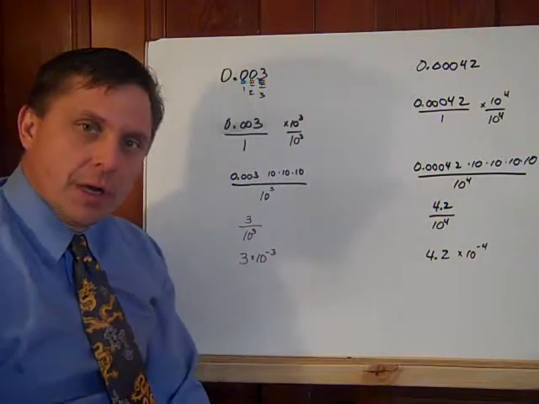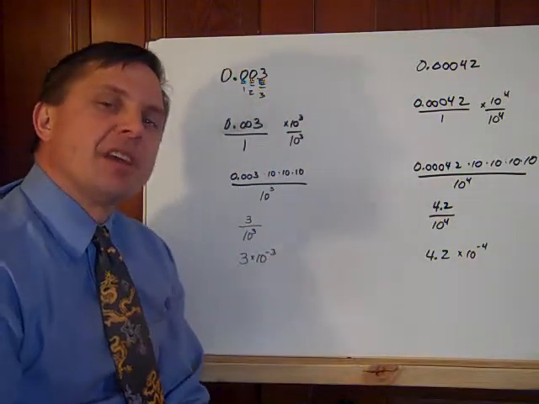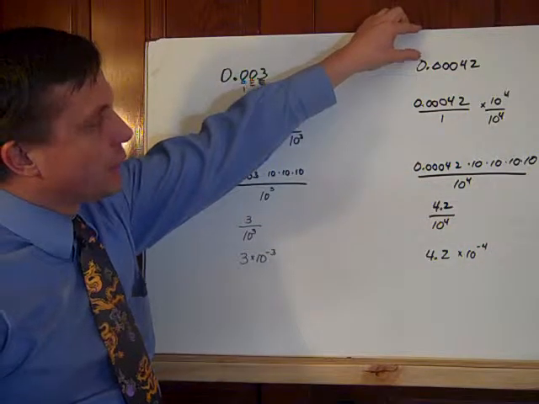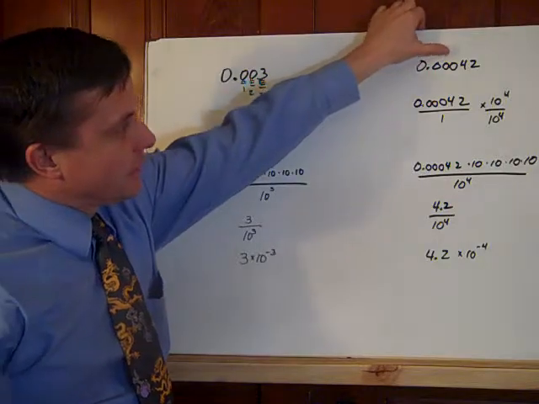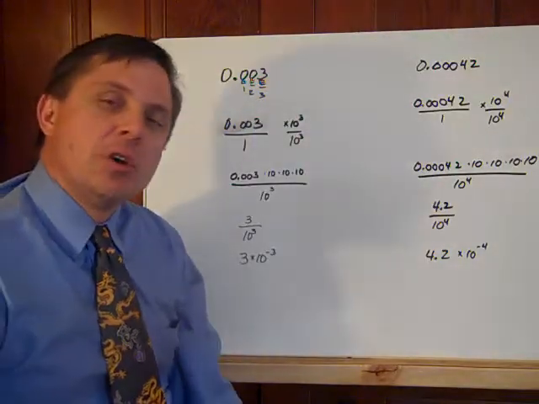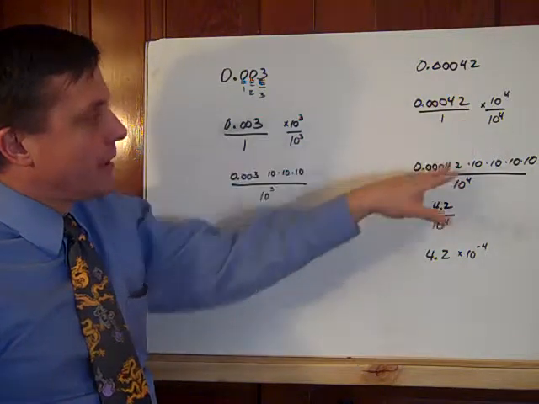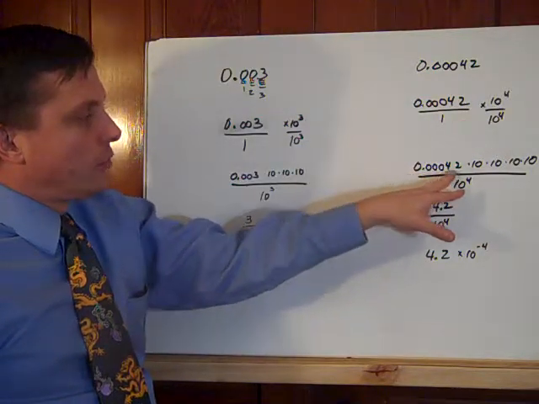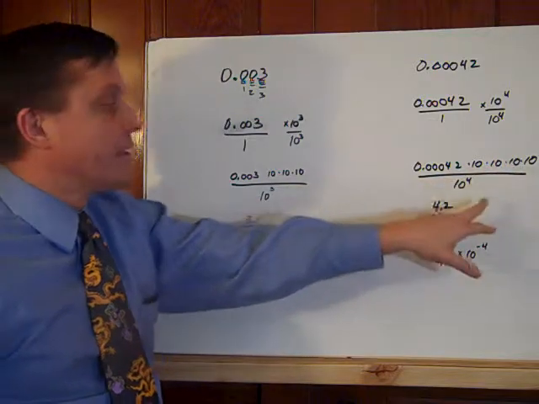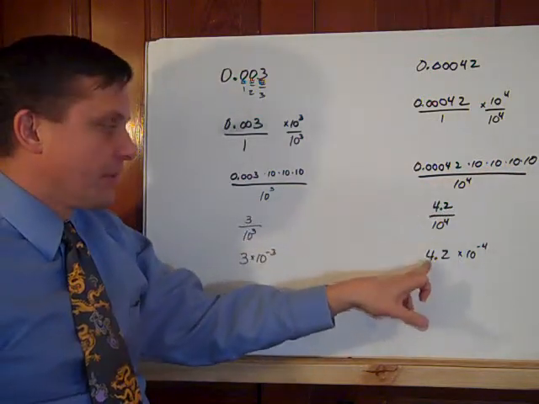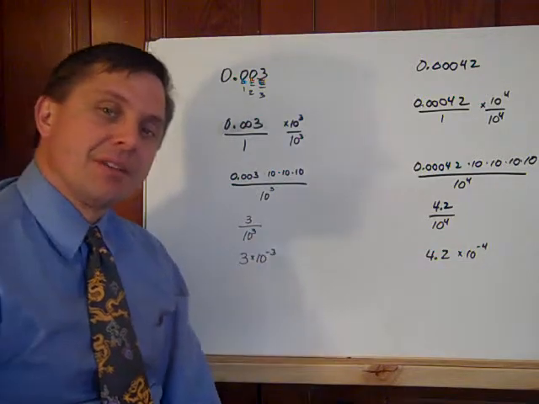And that does work. But again, you have to understand why it works to make sure you don't make sign mistakes. Likewise, over here, let's see, tenths, hundredths, thousandths, ten-thousandths, 4,200 ten-thousandths, I multiply by 10 to the 4th. And I get 0.00042 times 10 times 10 times 10 times 10 divided by 10 to the 4th, which makes 4.2, which then you bring it up, becomes 4.2 times 10 to the negative 4th.